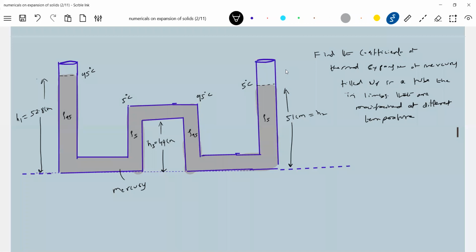Okay, now what can you do? What is the state of this liquid at rest? What is the state of this mercury at rest? I'll give 2 minutes time. So this is a best question where a student should take help of fluid statics. Fluid statics, I'm bringing a little bit in thermal expansion.